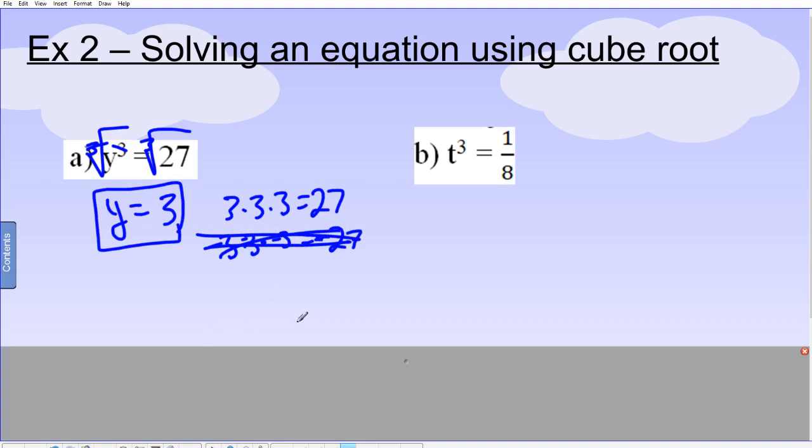And I'll tell you just a little hint that the sign of your answer will be the sign of the thing you cube rooted. So you can actually take the cube root of negative 27, and it'll give you negative 3.